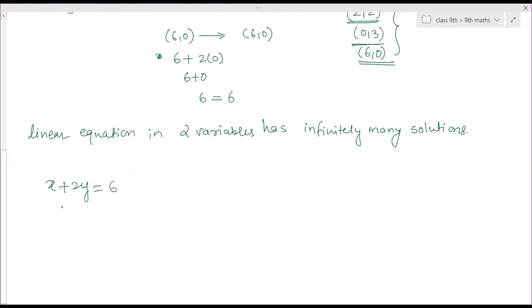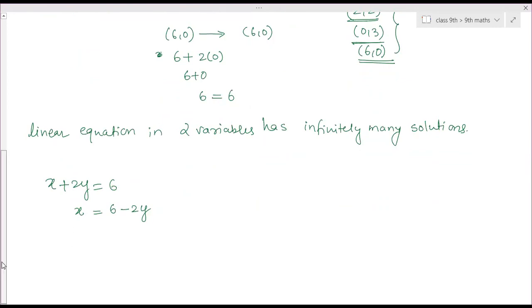Now keep one variable on one side, and take all the remaining terms, whether constant or variable, to the RHS. Here I have only x, so I will keep x here and shift 2y to the RHS. So it becomes x equals 6 minus 2y. Is this part clear, what I have done? Yes, ma'am.